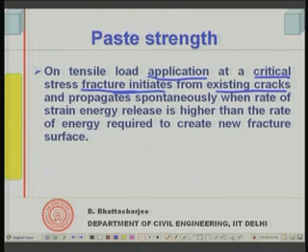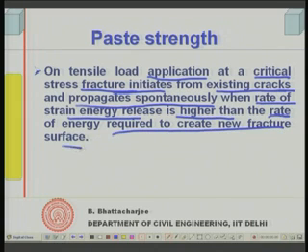So, cracks will propagate because there are already some holes or cracks, or you can say pores, and the cracks will propagate from there spontaneously when the rate of strain energy release is higher than the rate of energy required to create new fracture surfaces. So, if you want to create some surfaces, you need some energy. If the energy required to create this new surface is less than the energy being supplied through stress or strain energy, then the crack fracture will propagate spontaneously. That is the whole idea.